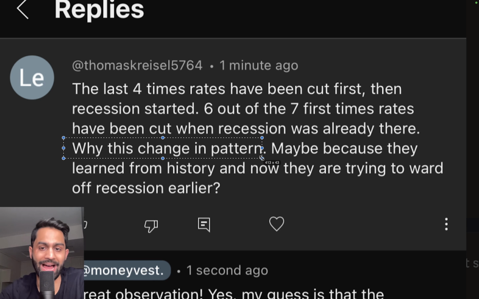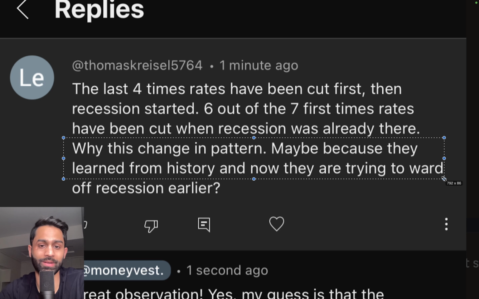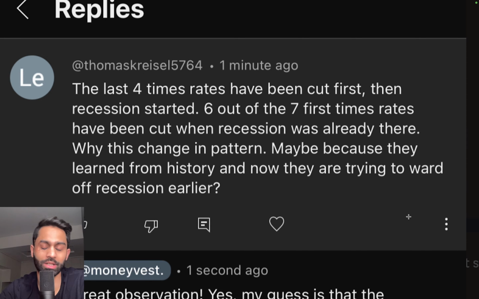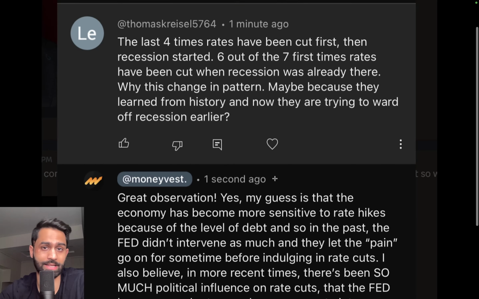Why this change in pattern? Maybe because they would have learned from history, and now they are trying to ward off a recession earlier? Very, very smart question, and that exactly is the whole idea.